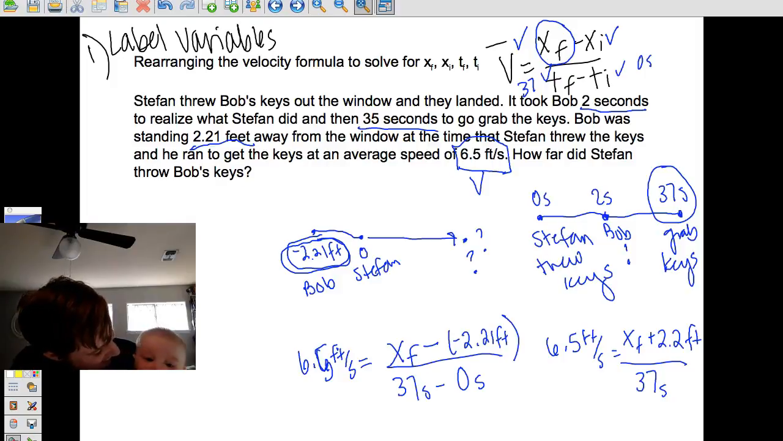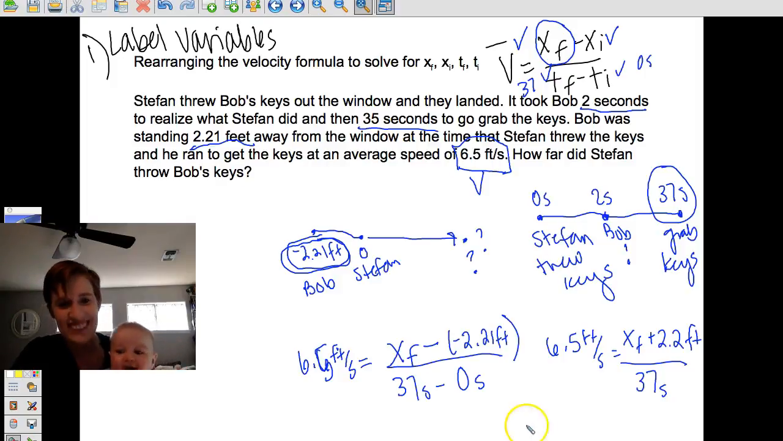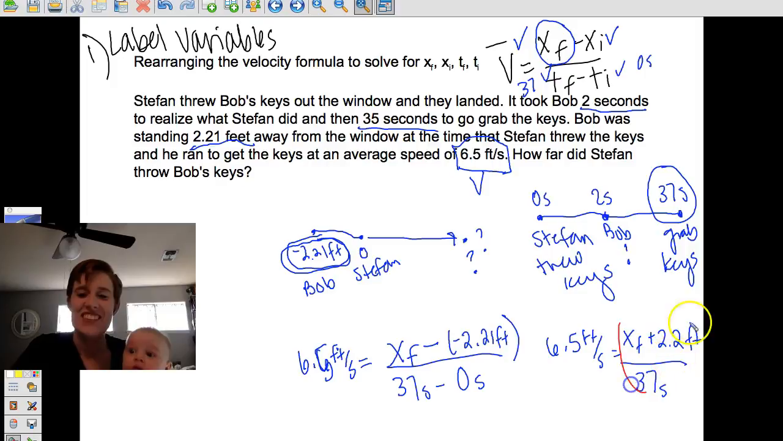Anderson! Stop! Okay. Multiply both sides by 37.